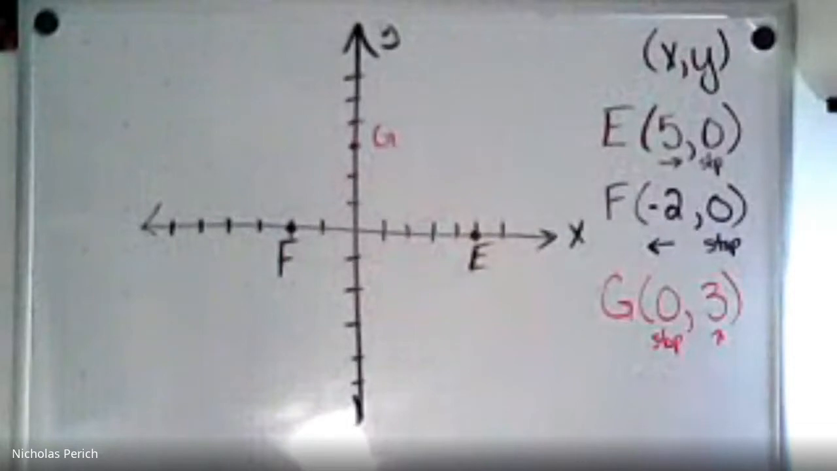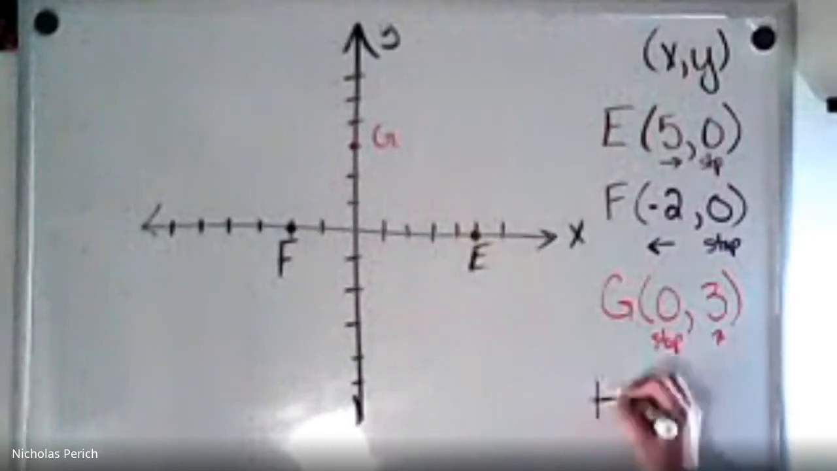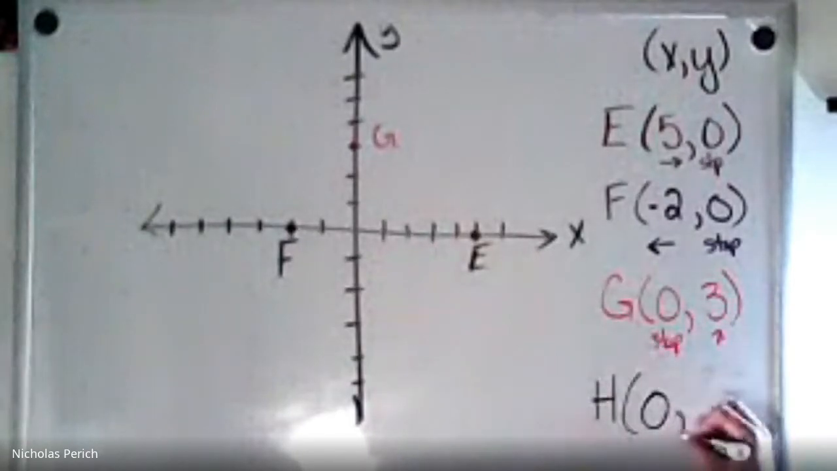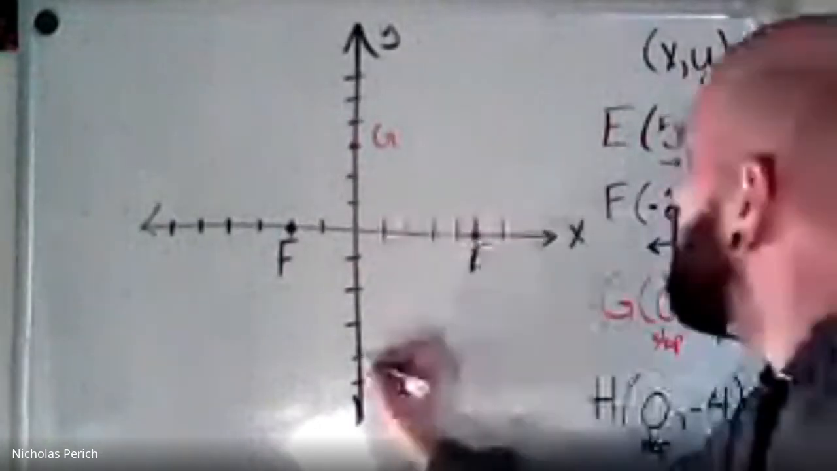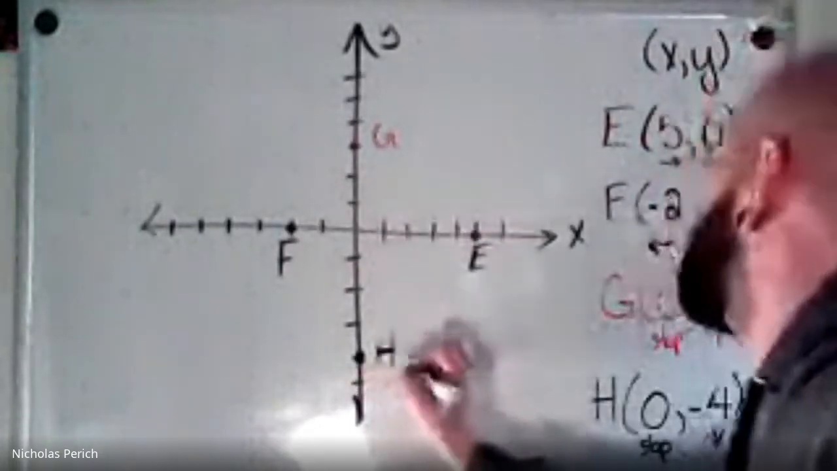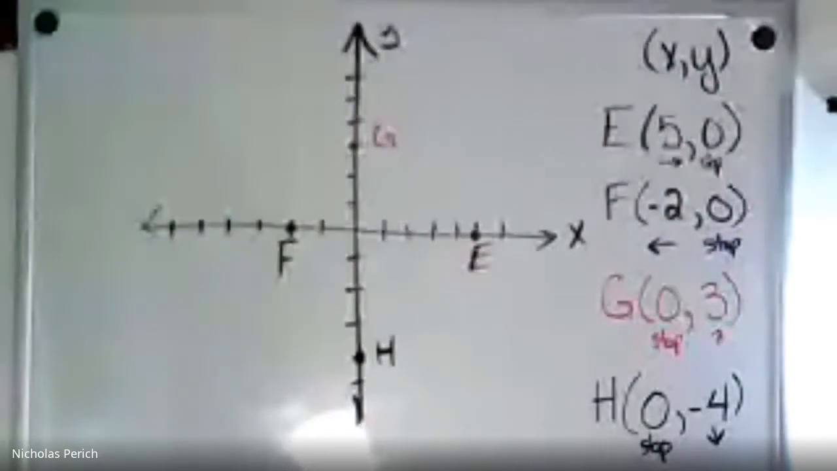And if I just wanted to do more, because why not? I could do H, and I'll let H be (0, -4), which means I don't move, and I go down 4. Don't move, go down 4, call it H, bada bing. Okay, fun. Coordinate planes are fun.